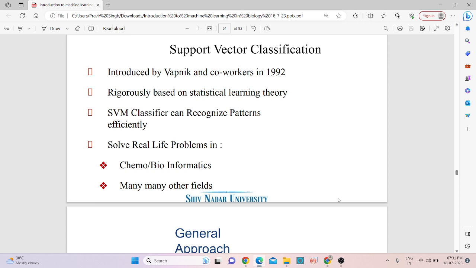Okay, let me talk a little bit about support vector machines so that I can show you the LibSVM software for that.